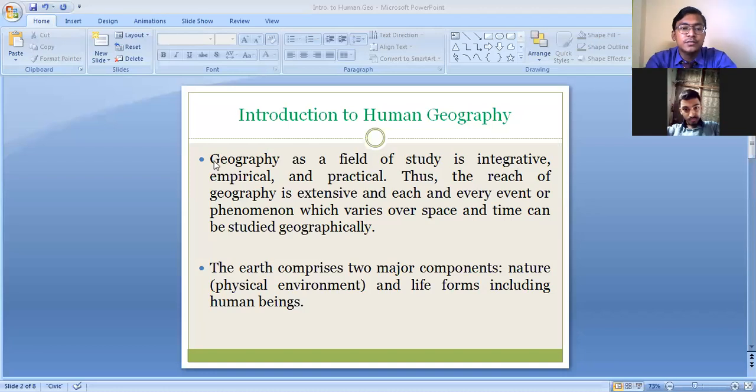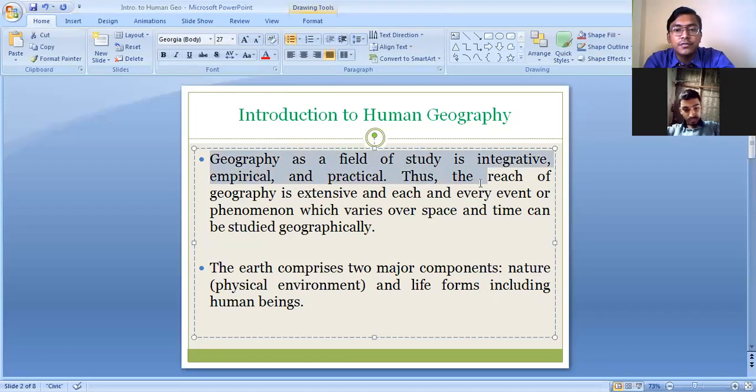So here you see that geography as a field of study is integrative, empirical, and practical in nature. Geography as a whole is an integrative subject, and it is empirical as well as practical in nature. Thus the reach of geography is extensive, and each and every event or phenomenon which varies over space and time can be studied geographically.